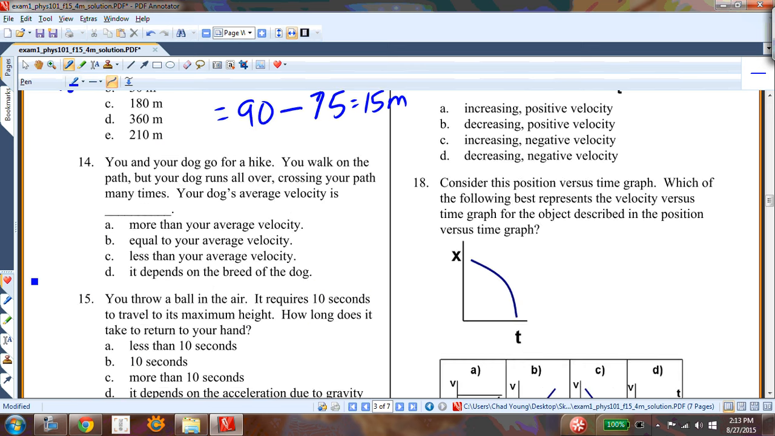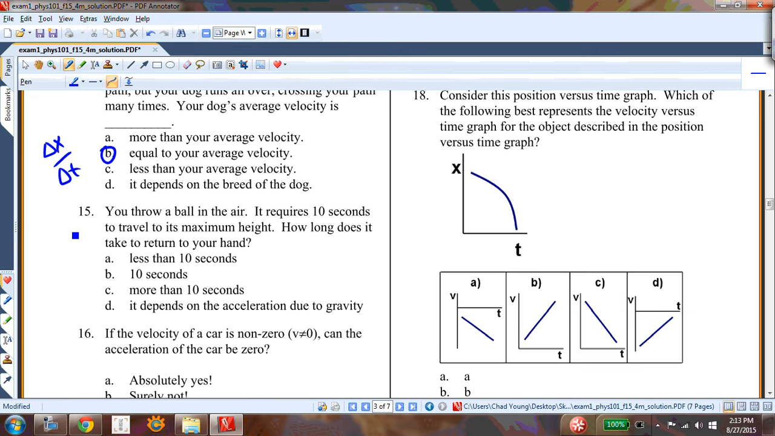You and your dog go for a hike. You walk on the path while your dog runs all over, crossing your path many times. Your dog's average velocity is equal to your average velocity because he has the same beginning and ending points. Even though he changes his speed a lot, he still has the same beginning and ending points. Remember, average velocity is just delta x over delta t.